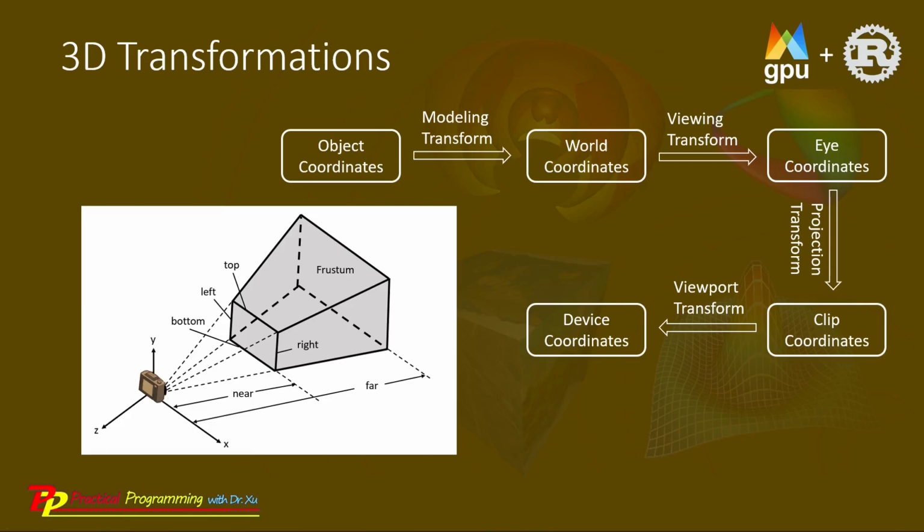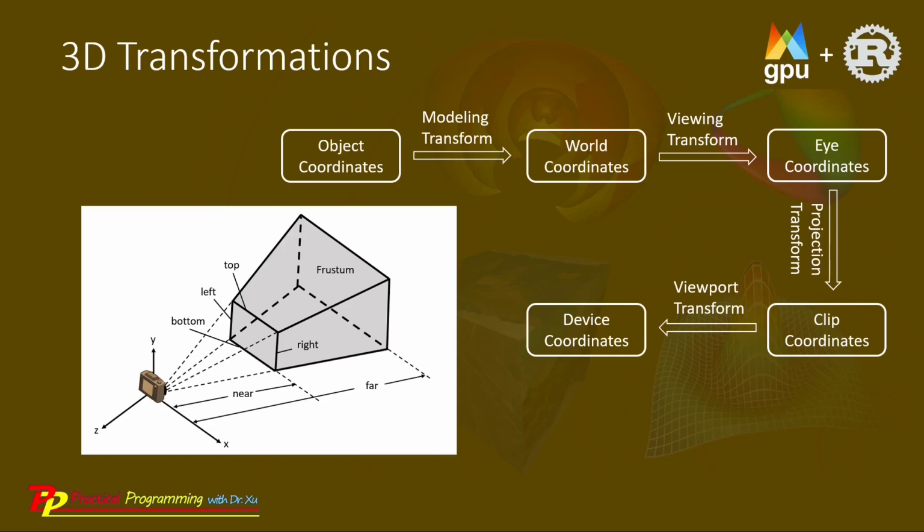Finally, we use the viewport transformation to convert the clip coordinates into the normalized device coordinates that will actually be used to draw the object on our computer screen. In WGPU, the viewport transformation is automatically performed in the vertex shader code. Please note that, like WebGL and WebGPU, the WGPU API does not provide any functions for working with transformations.